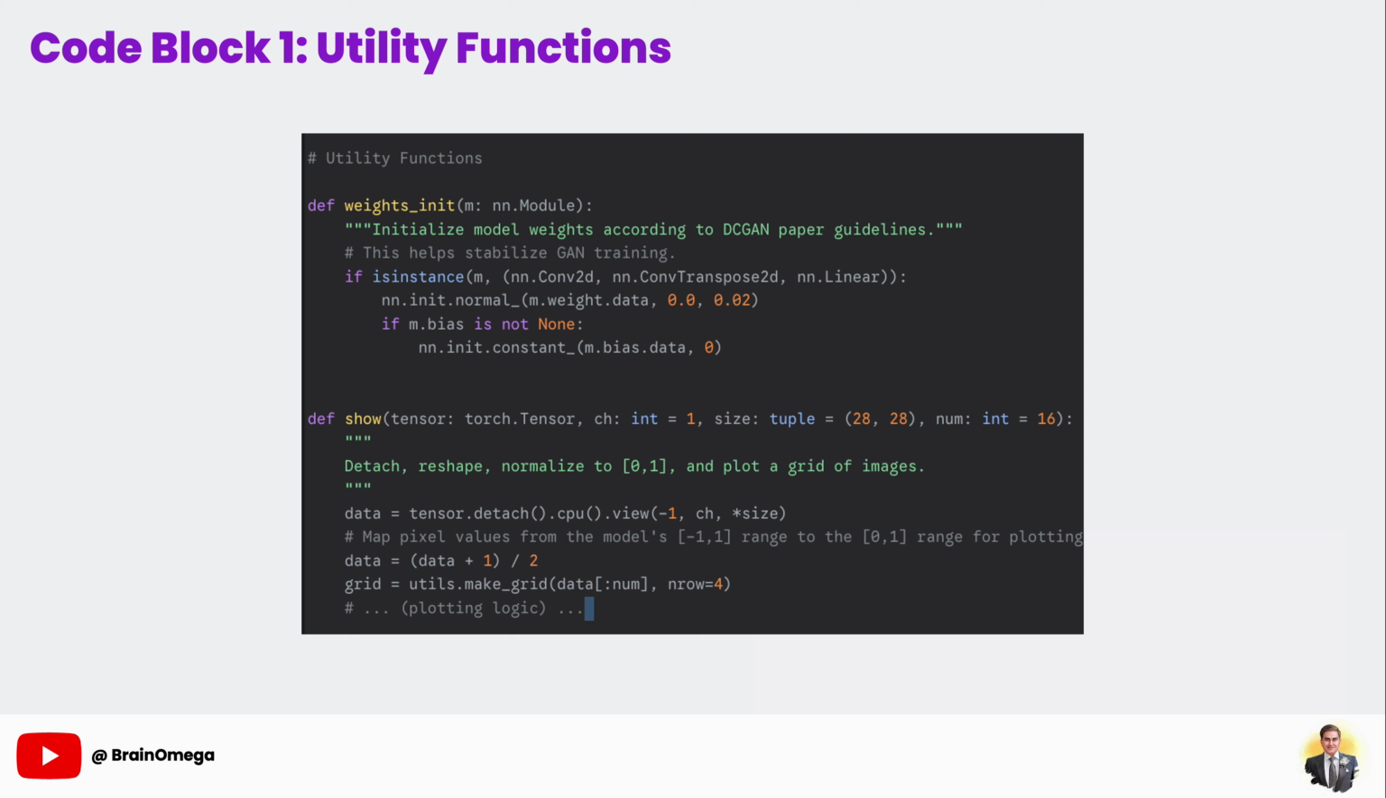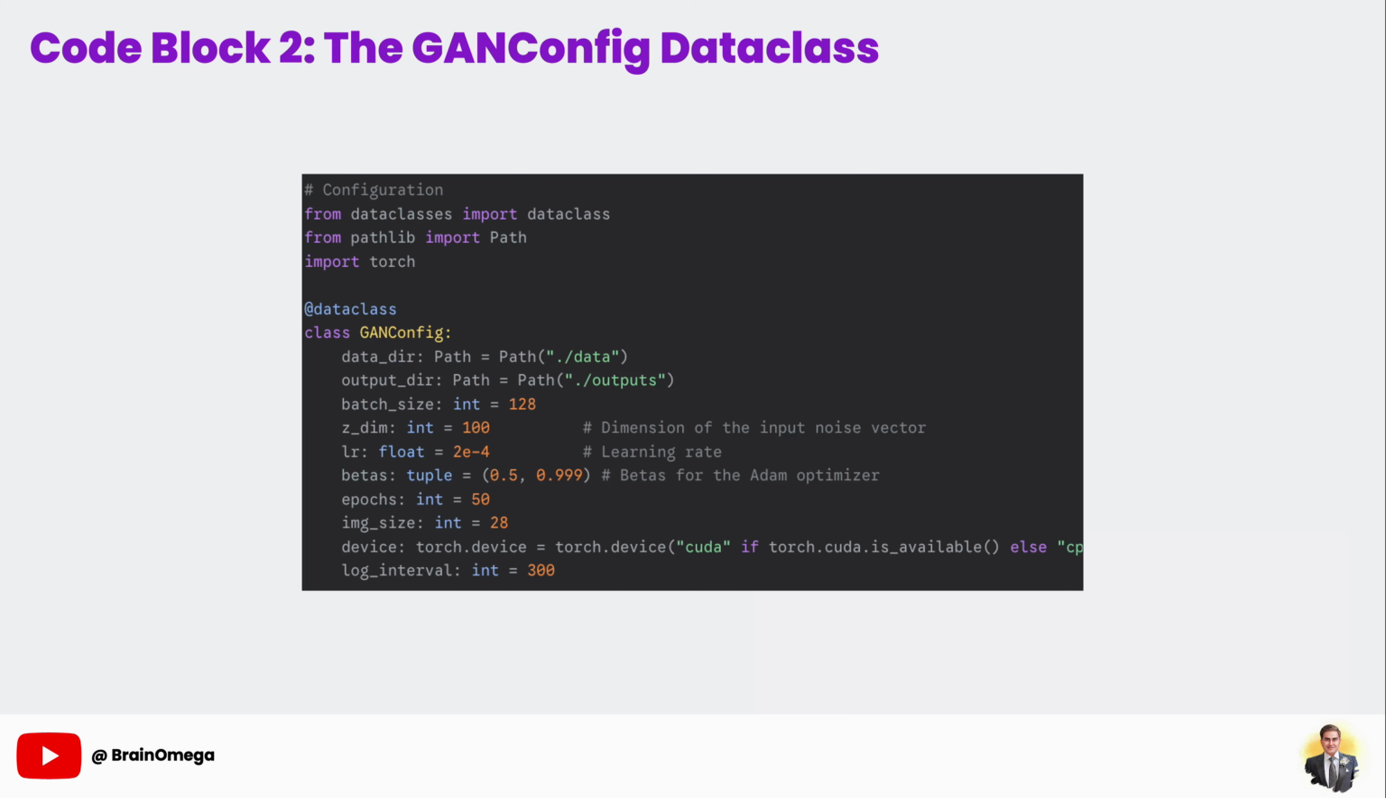Then it reshapes the data and, most importantly, remaps the pixel values from the -1 to 1 range to the 0 to 1 range that image viewers expect. Finally, it arranges them in a nice grid and plots them. This function will be our window into the generator's mind. Next up, let's get our experiment organized with the GAN config data class.